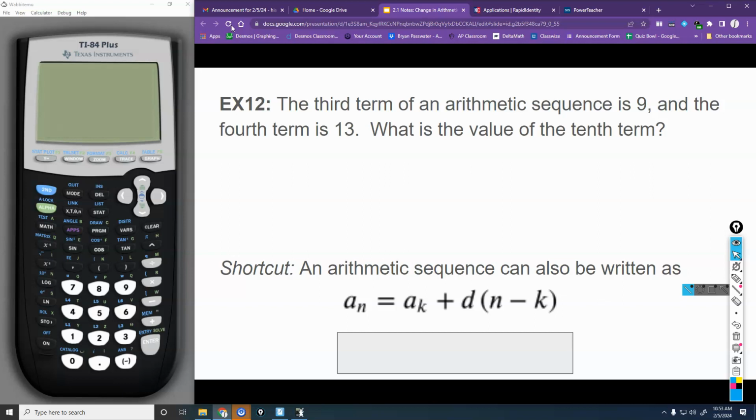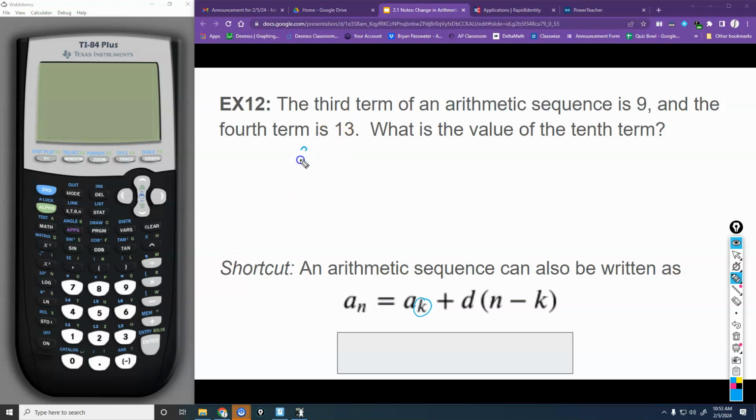But if they don't give you a sub 0, and they give you a different term, like the k right here, in this case we could use either a sub 3 or a sub 4. We could say that it equals a sub whatever we have here, plus the common difference times n minus that value. Let me give you an example of how that would look up here.